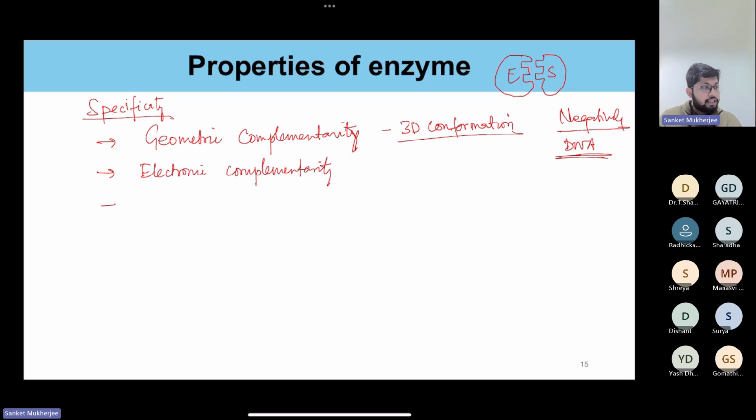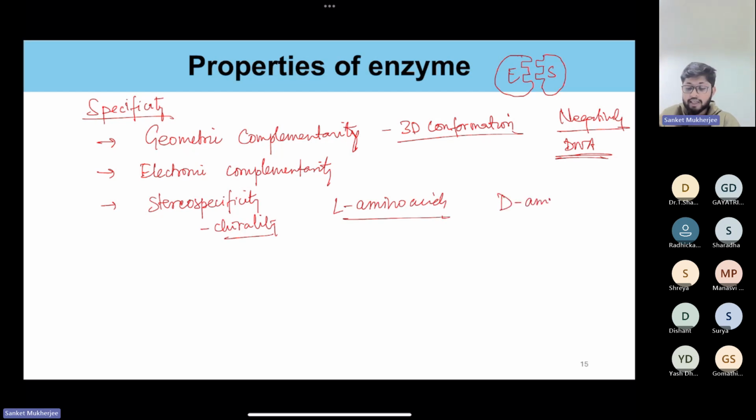Then there is stereospecificity as well. Stereospecificity mainly means chirality. Let's say all amino acids in humans are L amino acids, but in bacteria, they have D amino acids. D and L are basically chiral conformations. So there are enzymes which can function only on D amino acids and not on L amino acids, or vice versa. So that kind of specificity is also there.